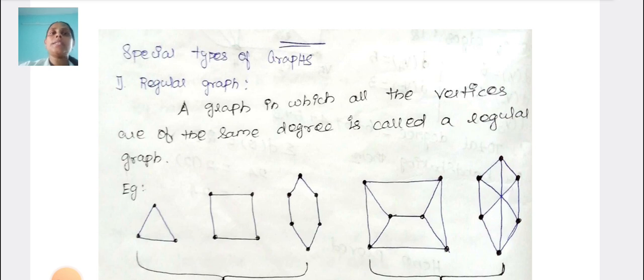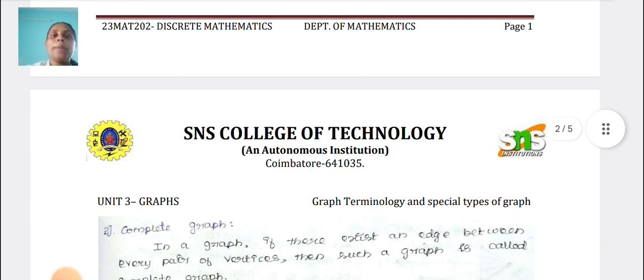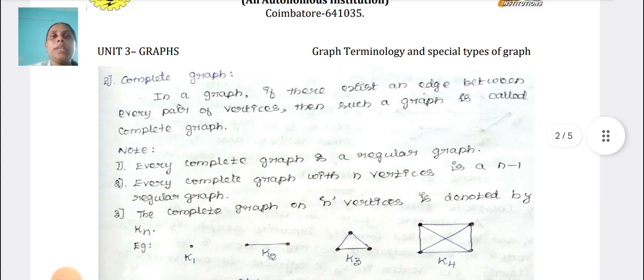In the first three graphs, every vertex has the same degree, that is the degree of 2. So it is called the two regular graph. In the fourth and fifth one, every vertex has the degree of 3. It is the three regular graph. Okay. Next, we are going to see about the complete graph.